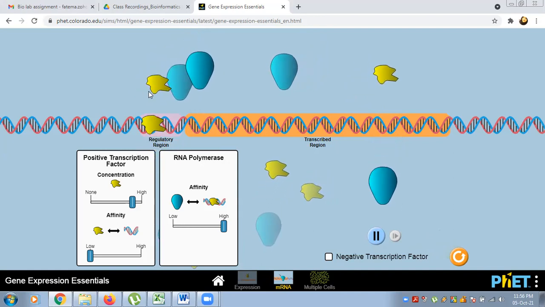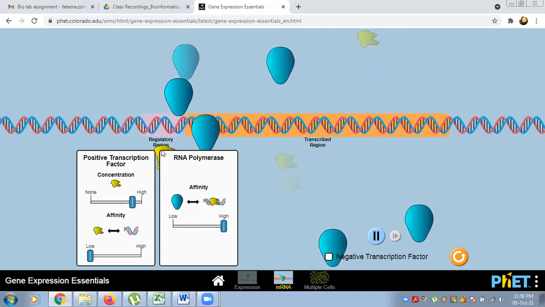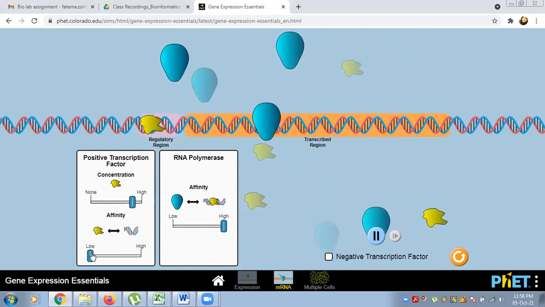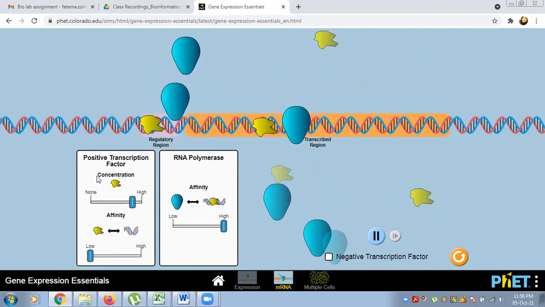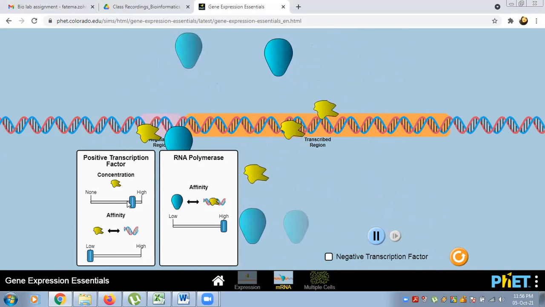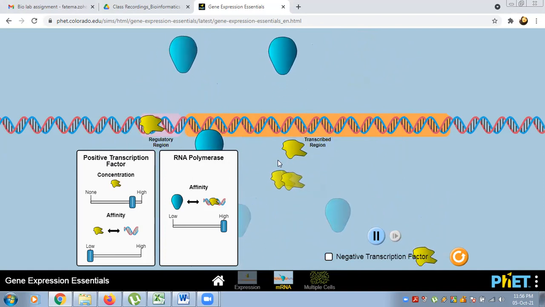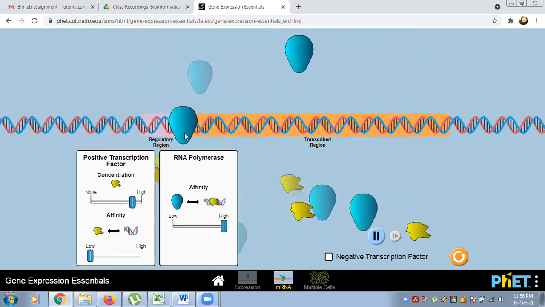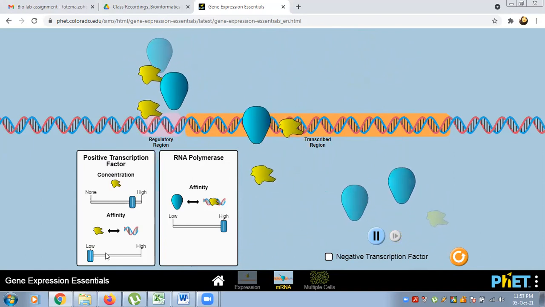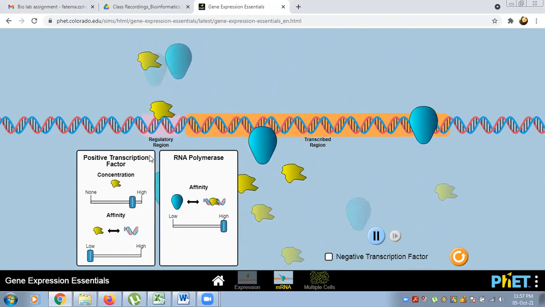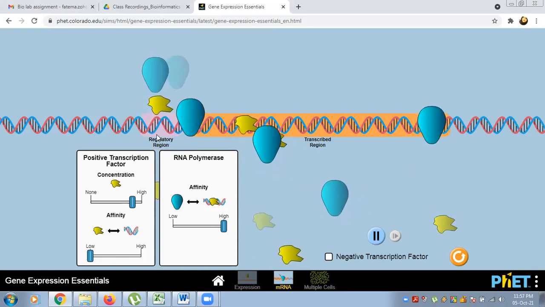So you see the positive transcription, because the affinity of positive transcription factor is low, it's not being attached to the mRNA. Though the concentration is very high, even if there are lots of positive transcription factor, they are not being bound to RNA polymerase and the mRNA because the affinity is low. So affinity is a big factor. Even if we have enough transcription factor, they will not work if the affinity is not working between them.